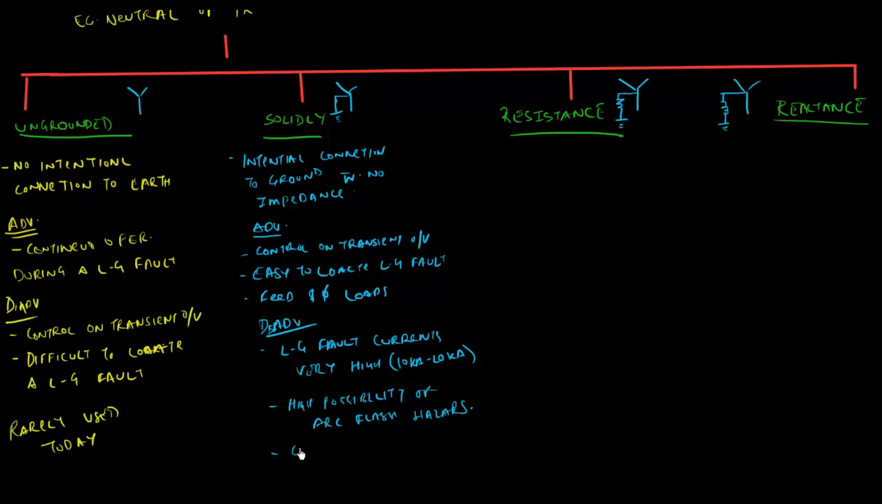And can lead to unplanned interruptions. Because what will happen is, if there is a line to ground fault, the phase on which the line to ground fault is there, you will lose that phase in a solidly grounded system.